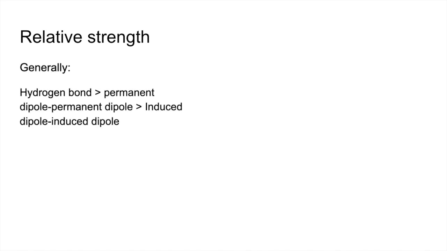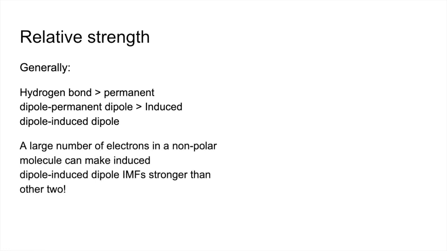So we'll finish with the relative strength of the three types of intermolecular force. So in general, hydrogen bonds are the strongest, permanent dipole are the intermediate strength, and induced dipole are the weakest. However, if you've got a large number of electrons in a non-polar molecule, they can actually make the induced dipole forces stronger than the other two.